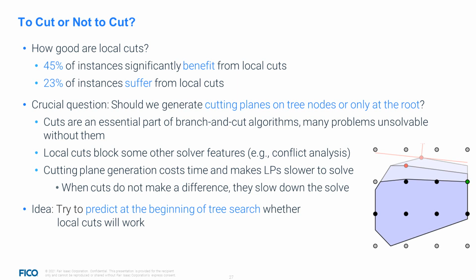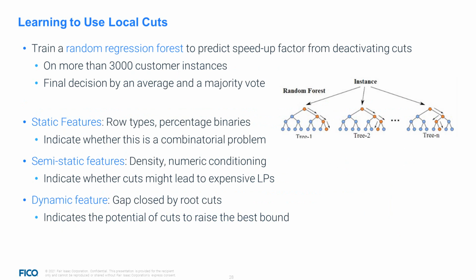And this leads us straight to the idea to train a machine learning model to predict whether the use of cutting planes within the tree search might be beneficial for the solve or not. And that's not an easy task, as you can imagine, but for the latest Xpress solver release, we trained a random regression forest to achieve exactly this.